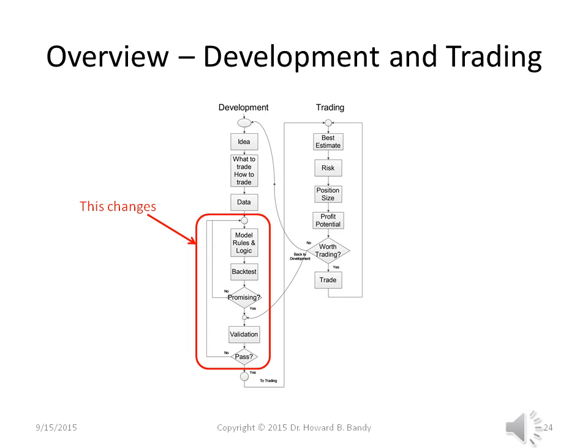This is a flowchart or a schematic of the parts of system development, and the part in the red oval is the part that changes. You'll see the column on the left related to development and the column on the right related to trading. The development is to come up with an idea and some data, and then build a model, backtest it, adjust rules, adjust logic, adjust parameters, test it, backtesting. If it's promising, pass it on to validation, and if it passes validation, pass it on to trading.